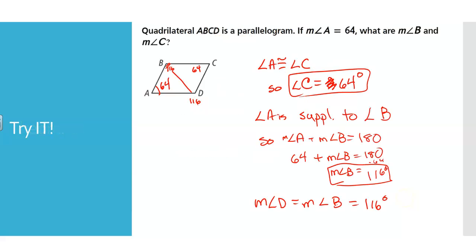Why don't you try this one, and we'll come back and see if we agree. Okay, here's what I found out. I knew that A and C were congruent, so C had to be 64, and I knew consecutive angles had to be supplementary, so I found that this would have to be 116 and that would have to be 116.